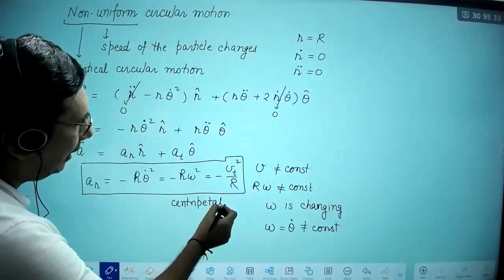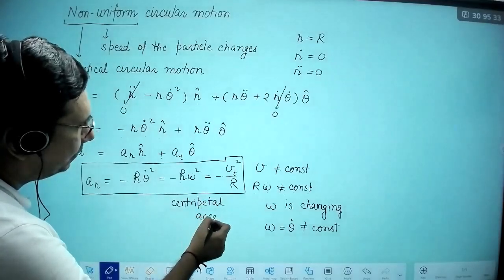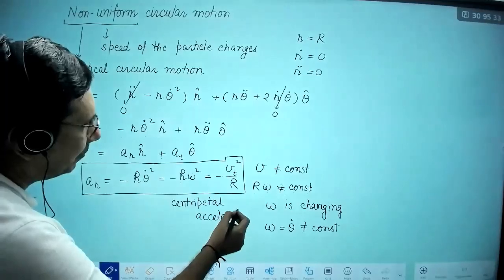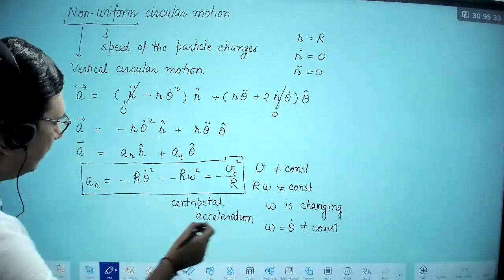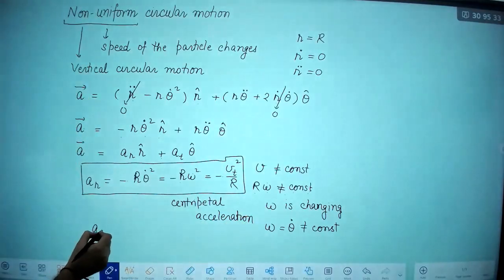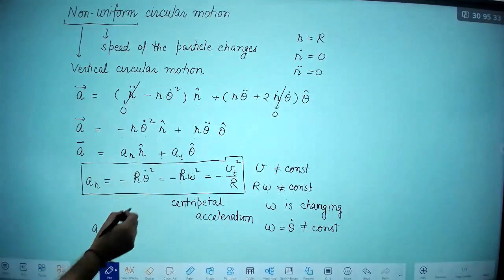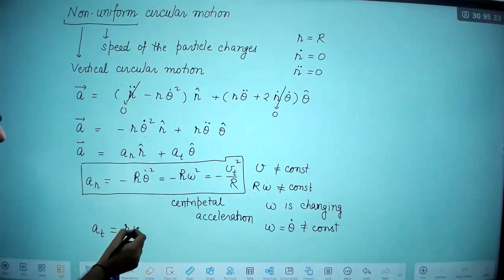Centripetal acceleration. But this time there is one more acceleration, that is tangential acceleration, AT. And how much is it? It is r theta double dot. And what is r theta double dot, if you remember?